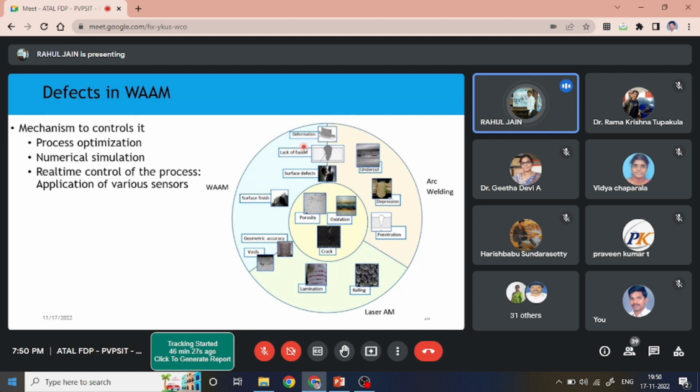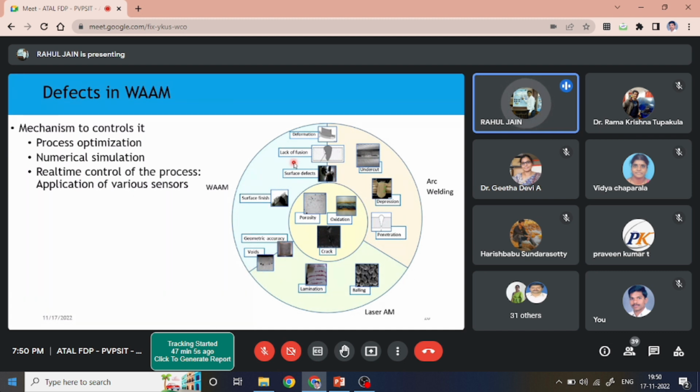Lack of fusion. Lack of fusion is very similar to the case of our welding, right? The penetration has not happened till the depth, or a part of the area where the material should be present is not there. Surface defects, there are defects on the surfaces. Surface finish, the quality of the surface is not good, the surface roughness is very high. Geometric accuracy: we wanted to make a 10 mm diameter, let's say cylinder, instead of that you got 10.5 or 10.6, right? So what is the tolerance limit which is possible? Void, another biggest problem in the case of wire arc.